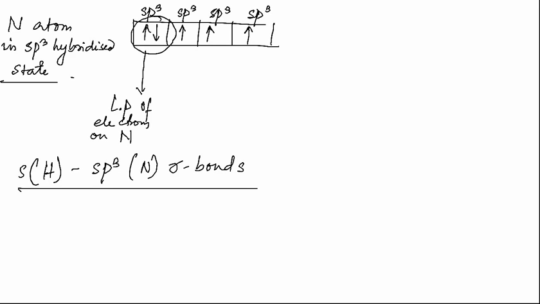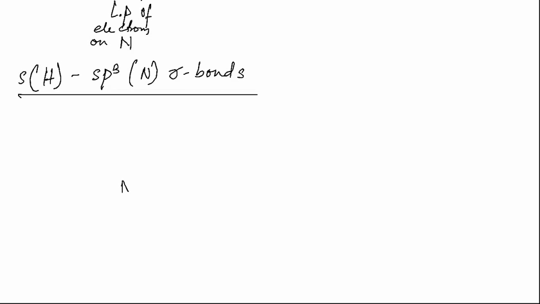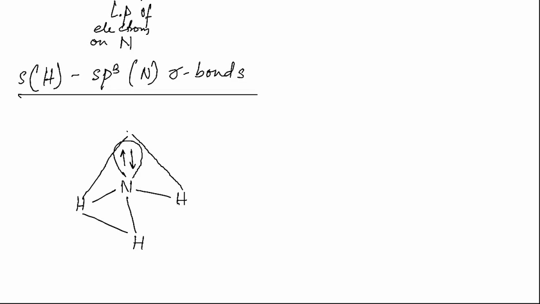Now let us see what the structure of the ammonia molecule is that we can draw. We can draw the structure of the ammonia molecule like this. So this is actually the structure of the ammonia molecule, known also as the pyramidal structure.